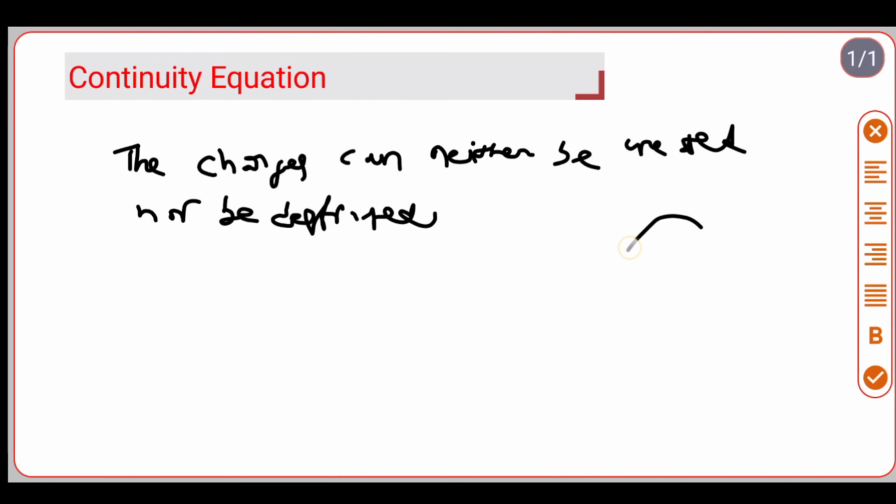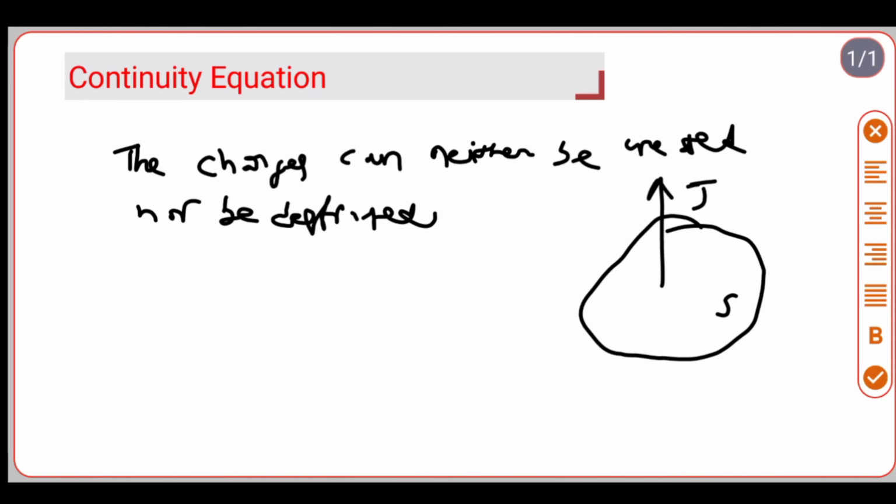Consider a closed surface S, and the current density J bar is normal to the surface area. Then the total current crossing the surface is I. Already we saw that I equals the surface integral of J dot ds. This is the relation between current and J; make it equation 1.